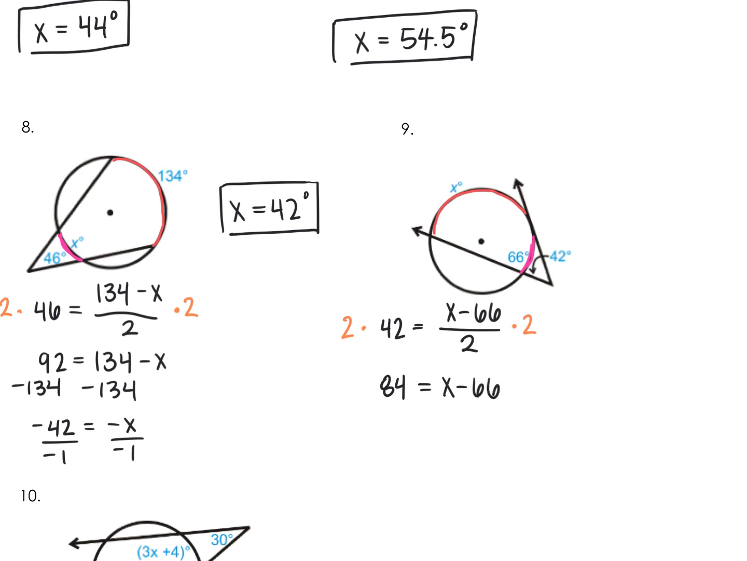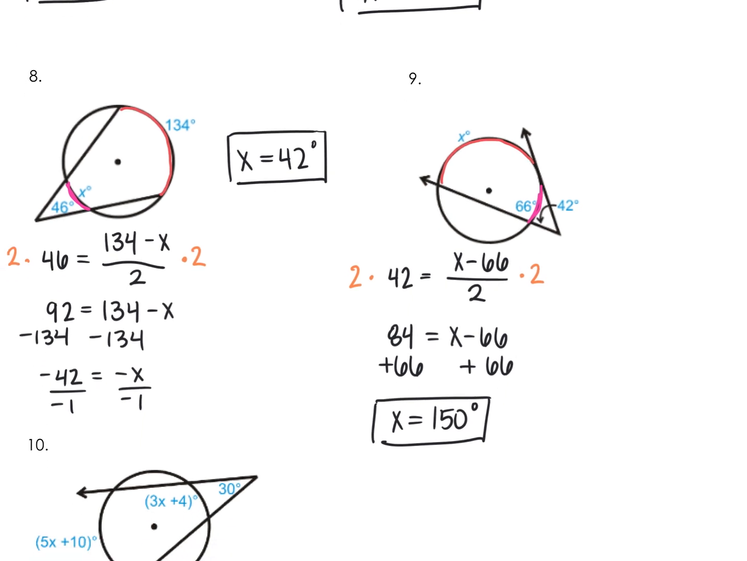66. And the nice thing is, it's a little bit easier to solve for an outside arc, because then I'll just add 66 and we'll get that x is 150 degrees. So it is a little bit easier to solve for the measure of an outside arc if you know the inside arc and the outside angle than it is to solve for the inside arc. But it's just one extra step. It's not like it's a lot more complicated.